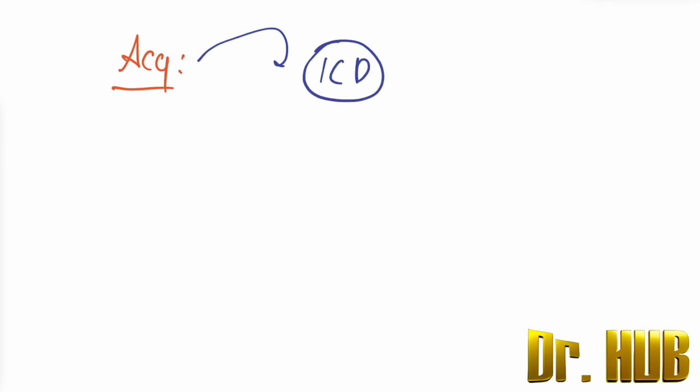What is special about the acquired variety? Here, under the acquired variety, the intracorpuscular defects, we are writing it as ICD. Here it is paroxysmal nocturnal hemoglobinuria, so it is PNH.